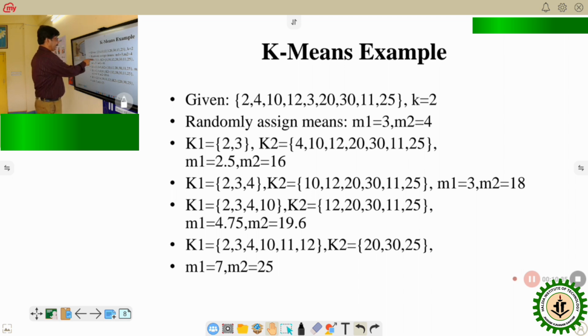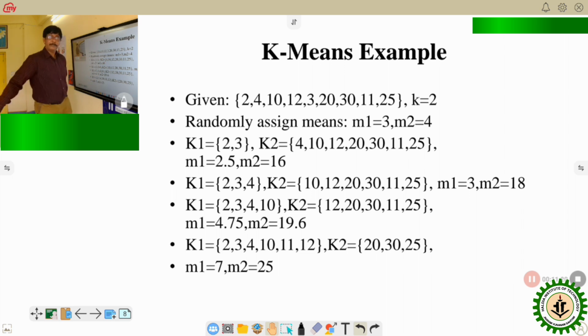So 2 has come here. You see K1, that means cluster 1, has 2 and 3. Now what about the point 4? What is the distance from 3 to 4? That is 1. What is the distance from 4 to 4? That is 0. So the distance of 4 from the second cluster head M2 is less than its distance from the first cluster head M1. So 4 is itself a cluster head, and it is quite obvious that it will go to the second cluster.